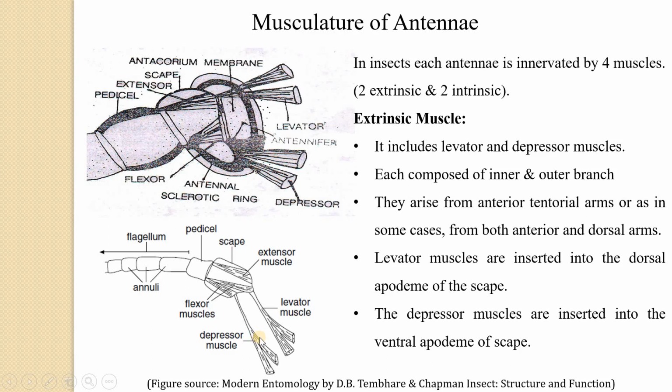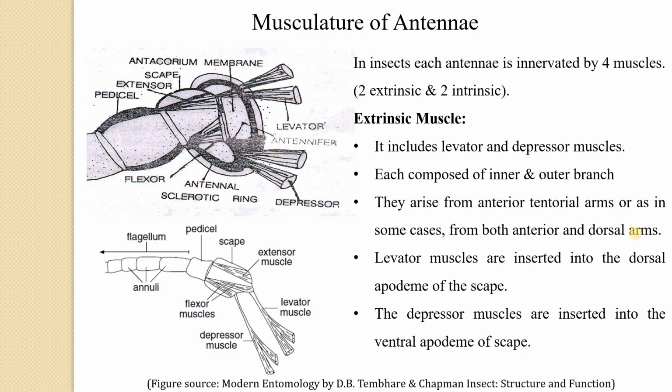This extrinsic muscle arises from the anterior tentorial arms, or, as seen in some cases, from both the anterior and dorsal arms. In the previous lecture we have already learned the endoskeleton of the insect, that is the tentorium. This tentorium is nothing but the ingrowth of some apodemal arms. For example, we have seen the anterior tentorial arm, which arises from the anterior tentorial pit. Now these levator muscles and depressor muscles are attached to the anterior tentorial arm. But in some cases, at the middle region of the anterior tentorial arm, there is a pair of processes, referred to as the dorsal arm, and we have already discussed that the dorsal arms may reach up to the base of the antennae.